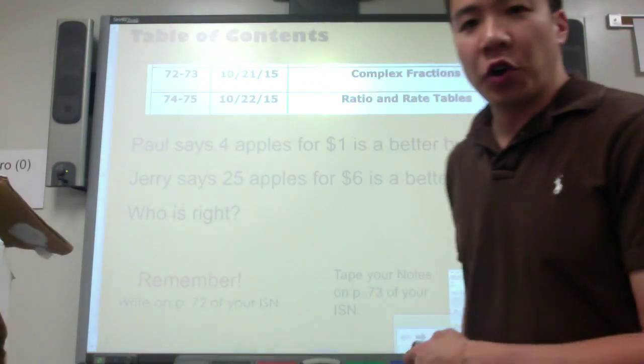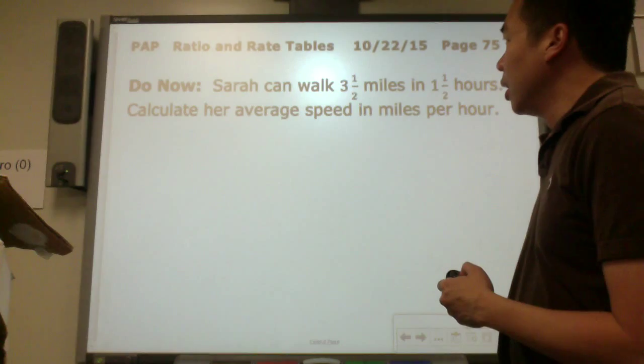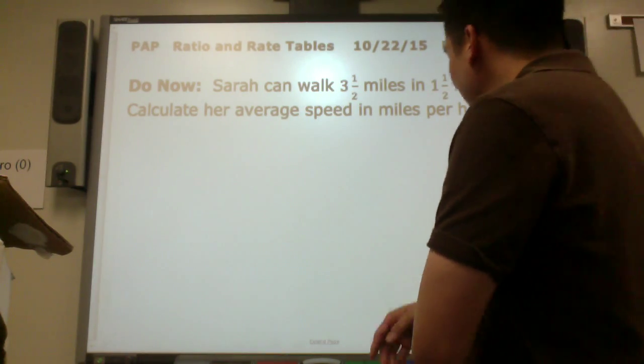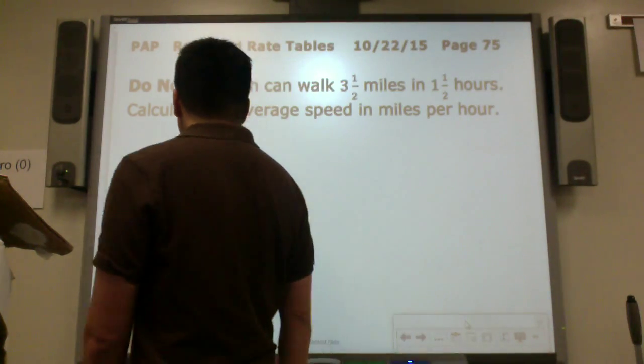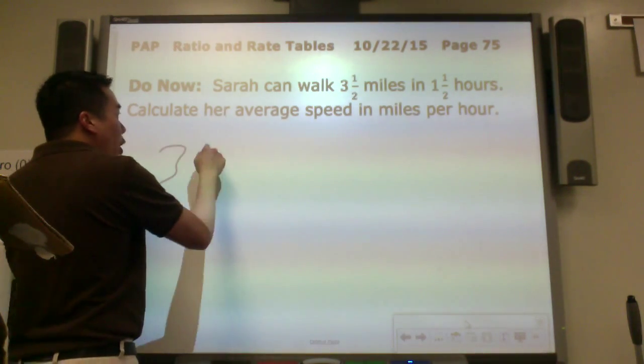Unit is over ratio and rate tables. Sarah can walk 3.5 miles in 1.5 hours. Calculate her average speeds in miles per hour. That's for every 1 hour.